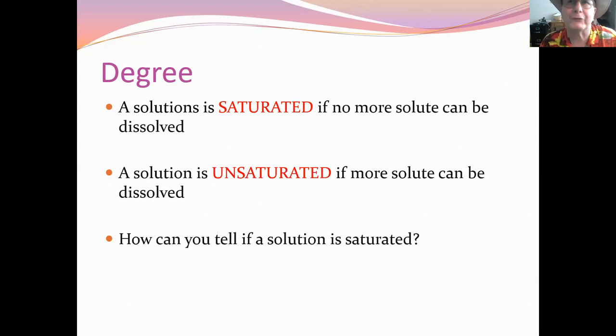And it depends. If you have something like salt, dissolving is an exothermic reaction. So if you add more heat, you're going to force more salt to be dissolved. On the other hand, if you have an endothermic reaction and you heat the water up, chances are you're not going to get as much in there.